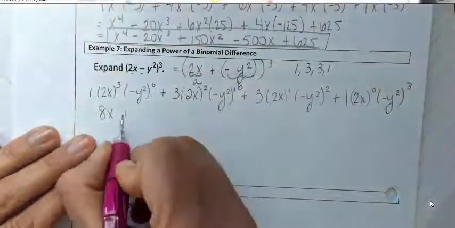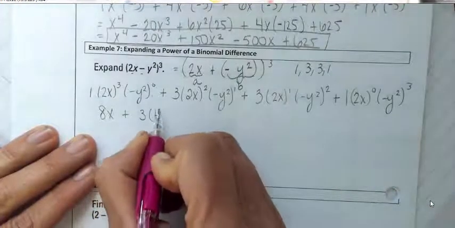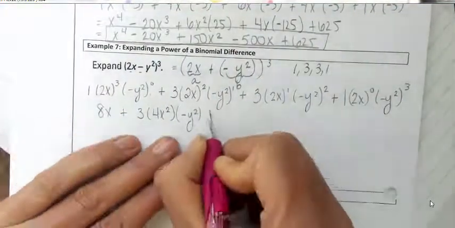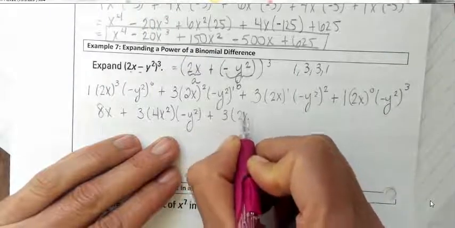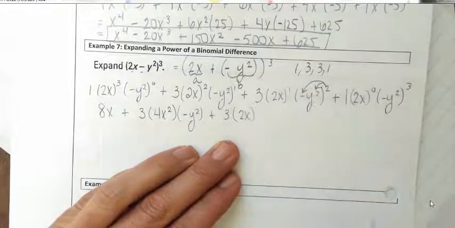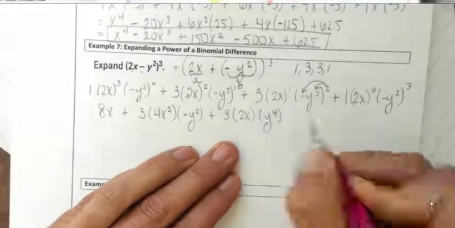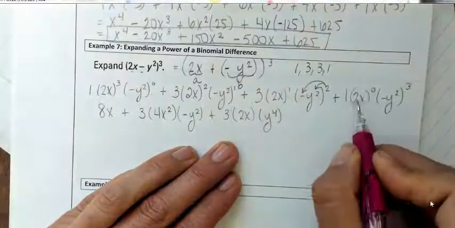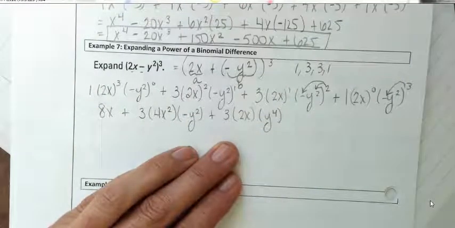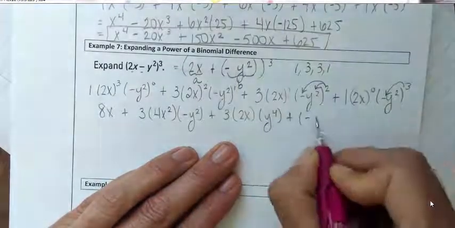Okay, let's see here. So you want to do all your exponents first, so that's what I'm going to do first. So this is going to be 3 times 4x squared and a negative y squared. 3 times, and that's still just a 2x. Now, I'm squaring the negative, and I'm squaring the y squared. So that's going to be a positive now. So it's going to be y to the 4th. This just becomes 1. Now, that's going to be cube that negative, which is still negative, and then y to the 6th power.